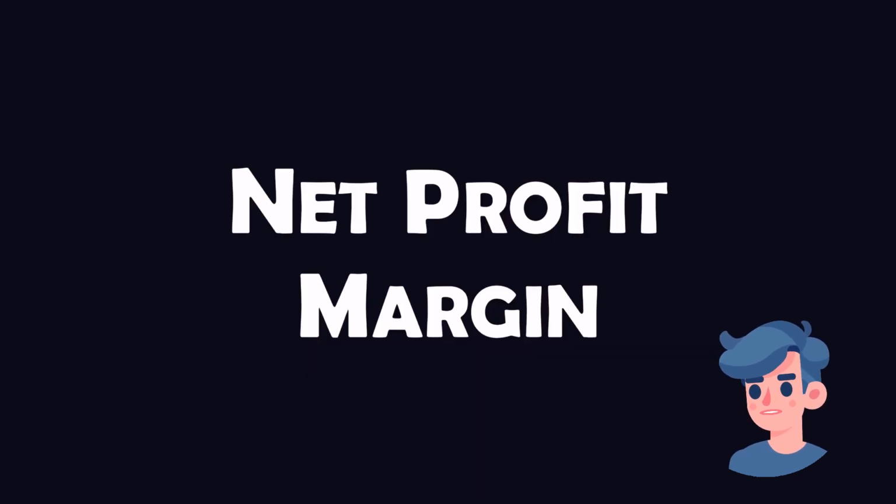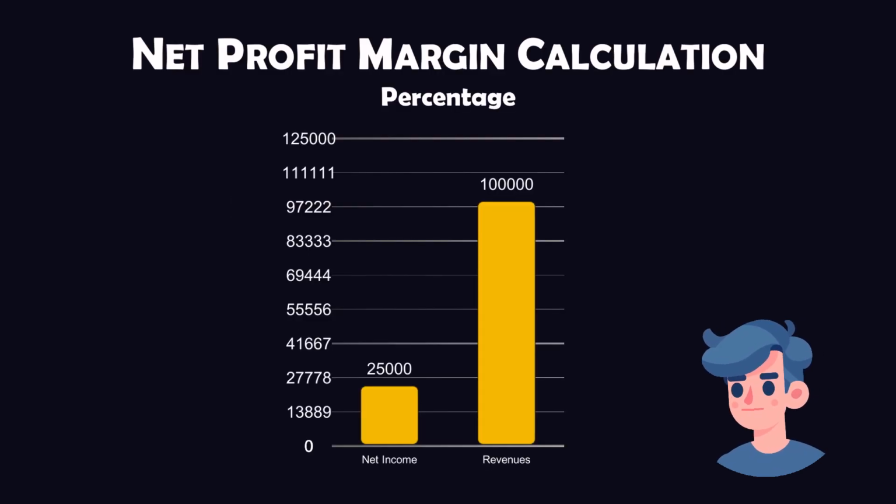Net profit margin is calculated as net income/revenues * 100. For our example, that would be $25,000/$100,000 * 100 equals 25%. This margin represents the overall profitability after all expenses.